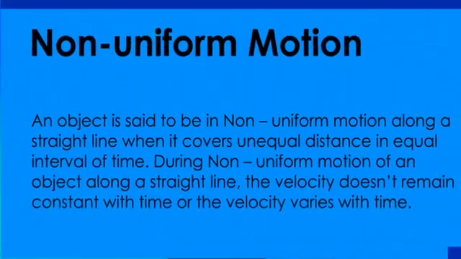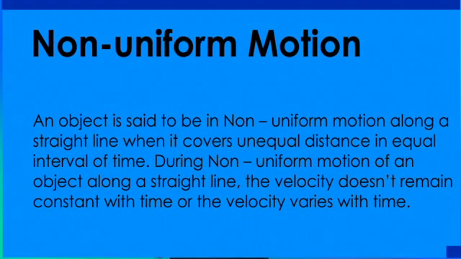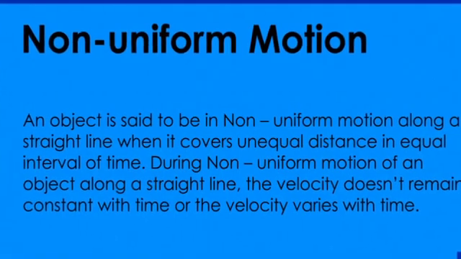So far we have discussed objects having a uniform motion. Now we are going to discuss objects having a non-uniform motion. By definition, an object has a non-uniform motion along a straight line when it covers unequal distance in equal interval of time. During this type of motion, the velocity does not remain constant over the time, or we can say that the velocity varies with time. That is, the velocity has different values at different instants of time and at different points of the path. Thus, the change in velocity of the object during any time interval is a non-zero value.